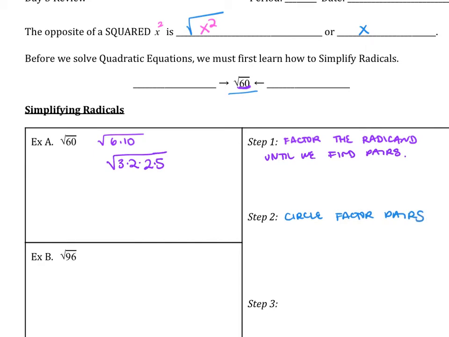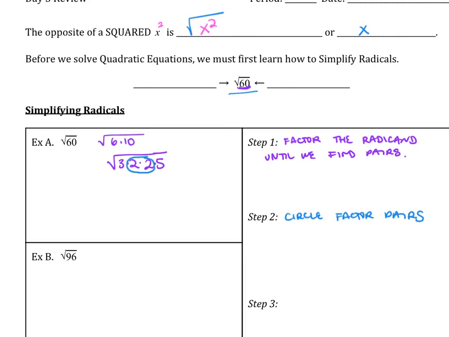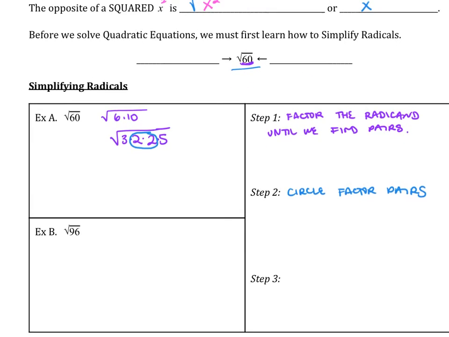Looking at this example, we have 2's that are the same, so we can circle a pair of 2's. When you do that, this is step 3: take out each pair as one number. So this 2 comes out as a single 2. Then we have what's left, which is 3 times 5.